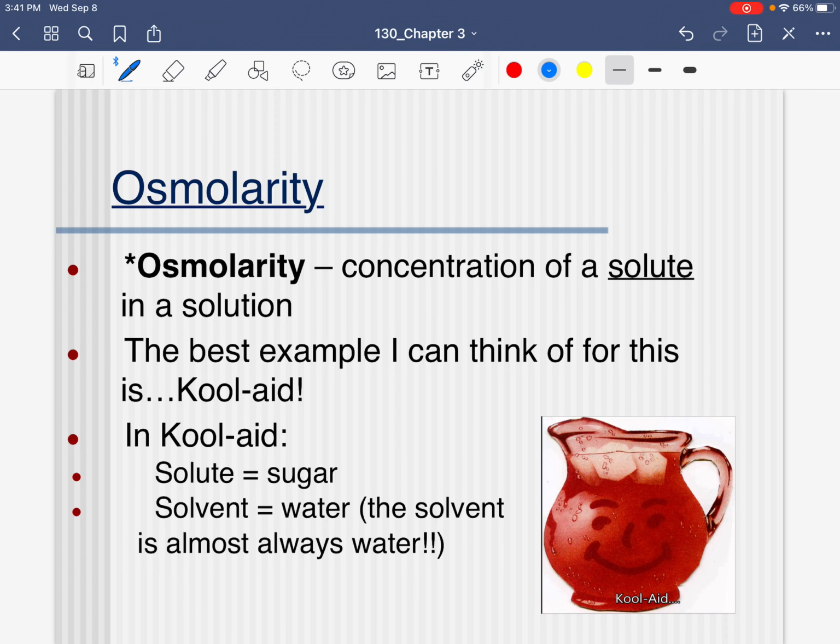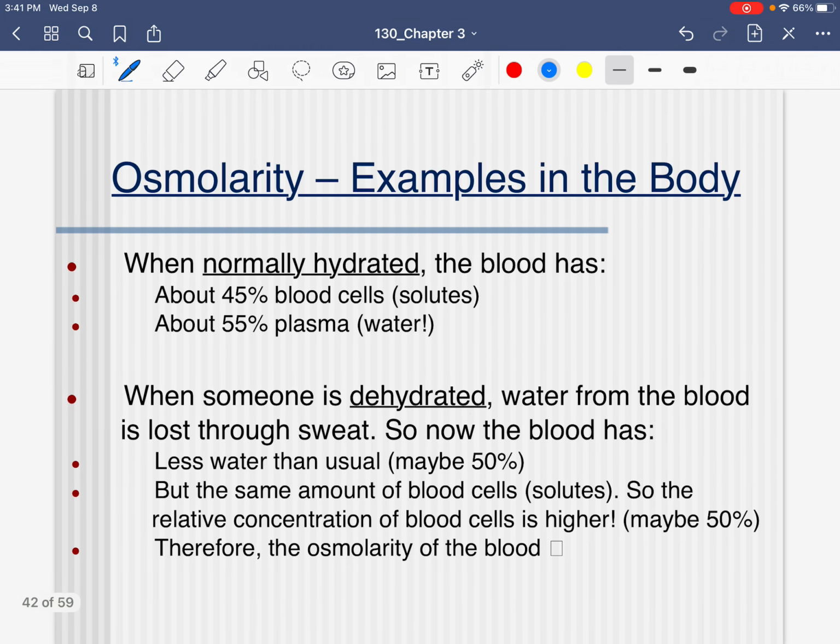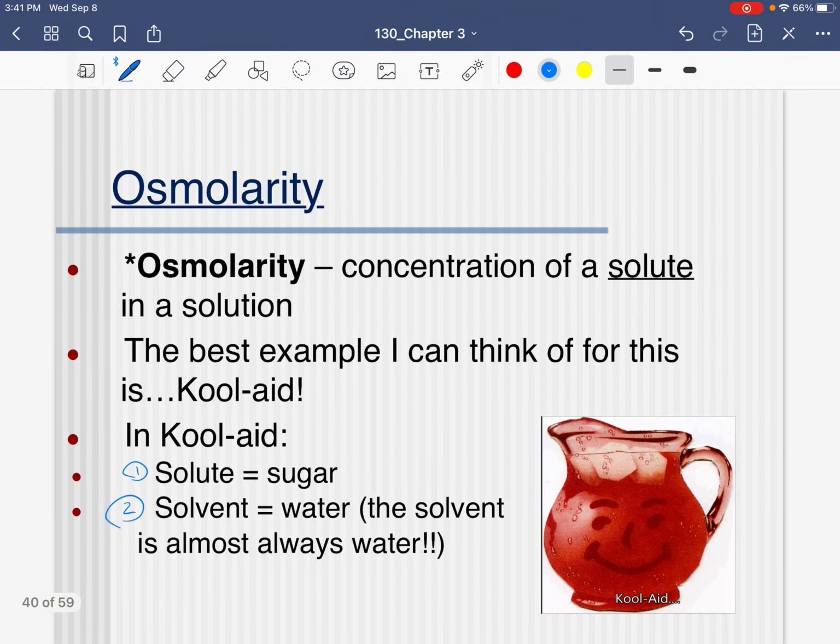So, first of all, in a solution, whether it's Kool-Aid or in the body, whether it's the blood, any solution has two parts. There's the solute and the solvent. The solute is whatever is present in smaller amounts versus the solvent. The solvent is whatever is present in larger amounts.